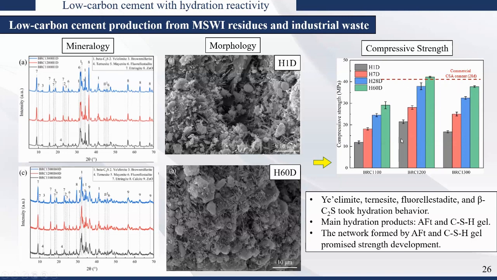Okay, this is the compressive strength of the cement we produced. That's 1,100 degrees C. That's 1 day. Then we basically achieve the same level of strength compared to commercial CSA cement at 28 days.